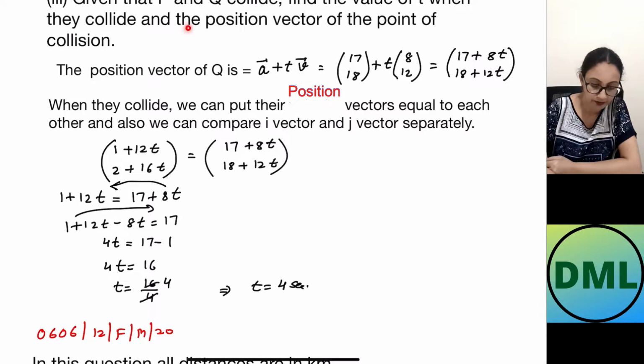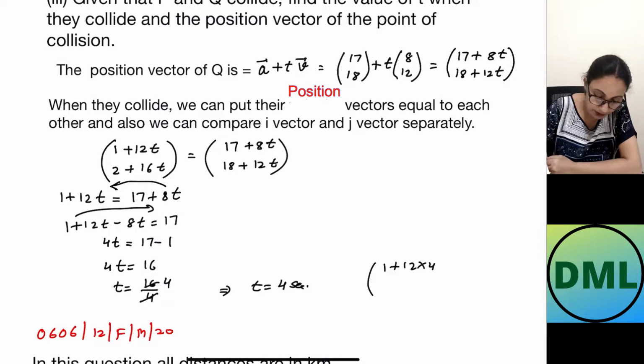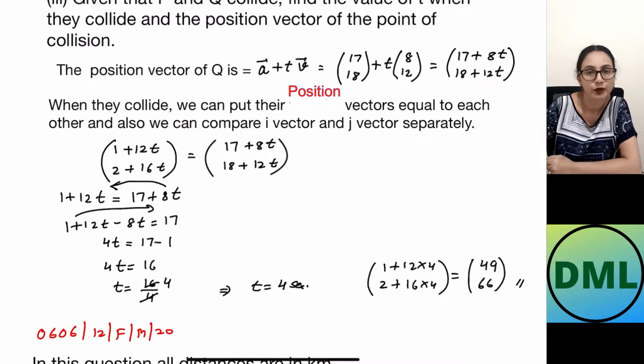Now we have to find the position vector of the point of collision. If we substitute this value in the position vector of P or Q, we will get our answer. So let's substitute in the position vector of P. If I substitute the value, 1 plus 12 multiplied by 4 gives 49, and 2 plus 16 multiplied by 4 will give you 66. That is the position vector of the point of collision.